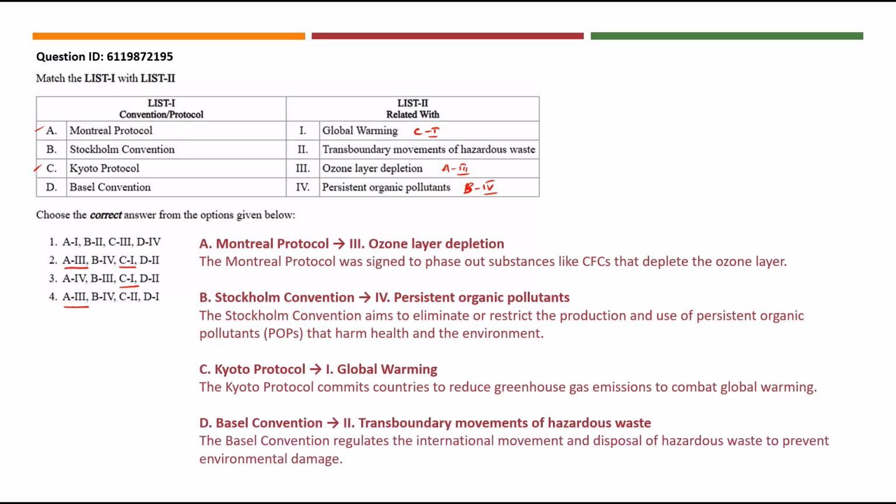What about the Basel Convention? The Basel Convention regulates the international movement and disposal of hazardous waste to prevent environmental damage. So this can be equated to transboundary movements of hazardous waste. D will be mapping to 2. So we already found out option 2 is the answer. Option number 2, A3, B4, C1 and D2 will be the right answer.